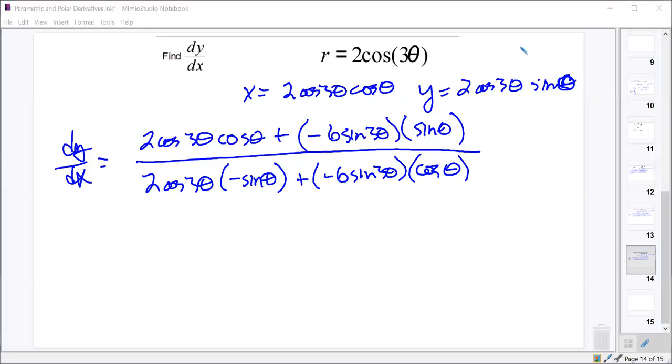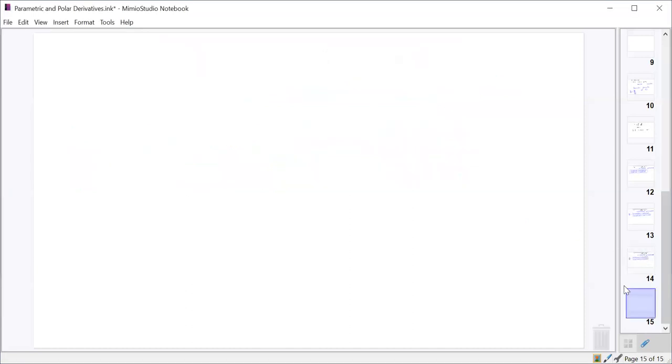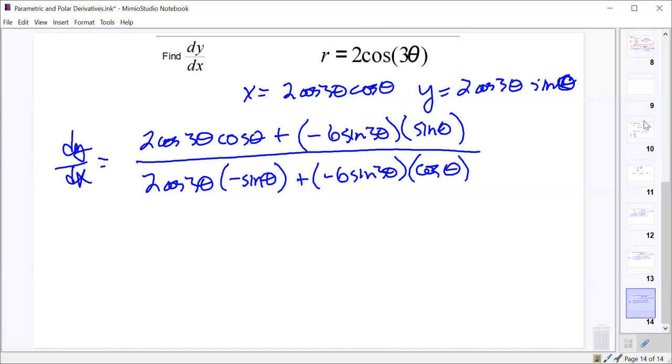All right. Any issues with the polar derivatives finding dy dx? Looks like I have another blank page, so I guess we're done.